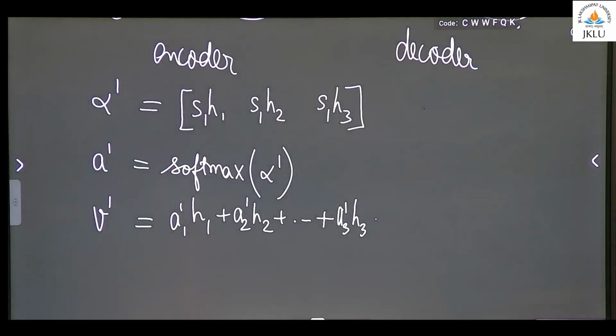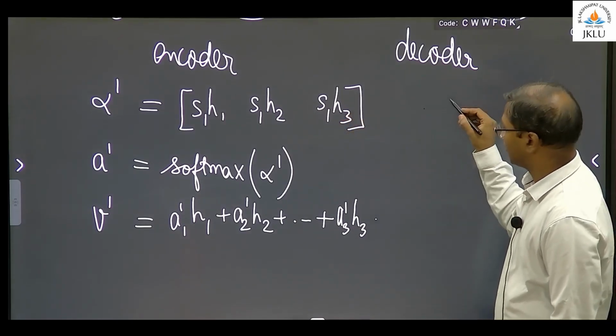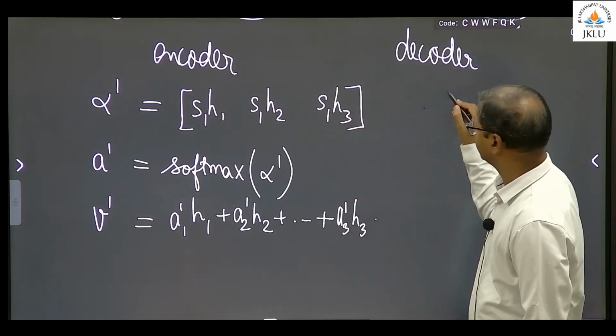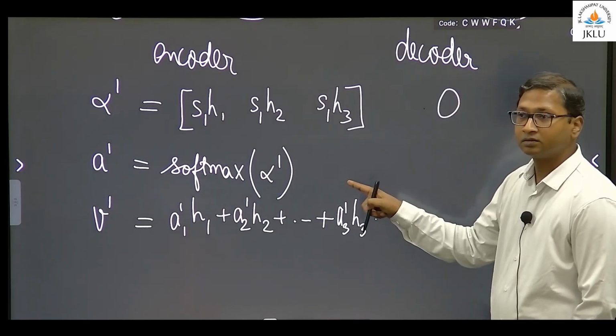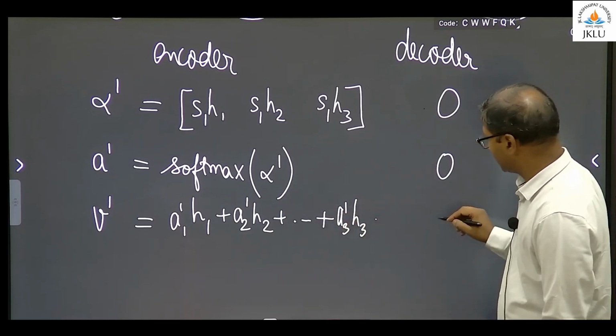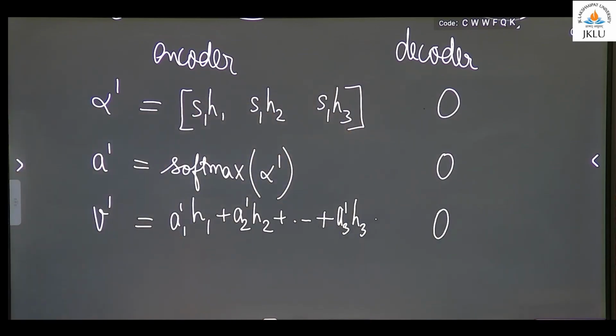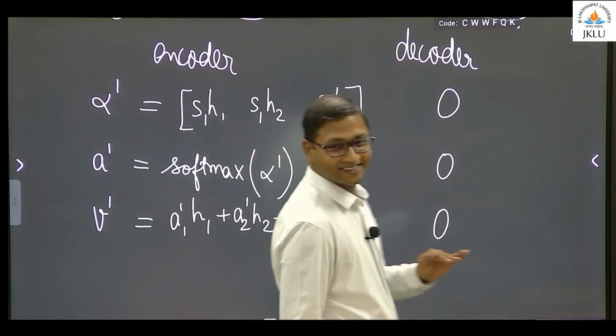How many parameters does the attention layer have? This equation, 0 parameters. This equation, 0 parameters. This equation, 0 parameters. No parameters added? Yes or no? It does.